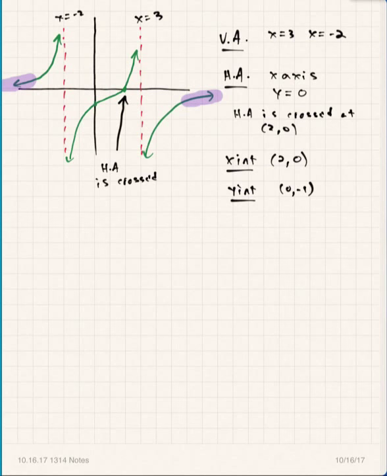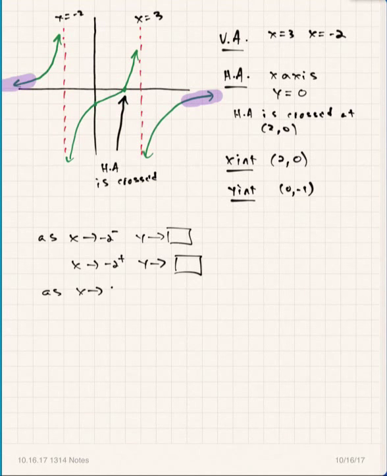All right, so now the behavior as you get close to those vertical asymptotes. There's 2 vertical asymptotes here. So I'd ask you 4 questions. As x approaches -2 from the left, what does y do? As x approaches -2 from the right, what does y do? As x approaches 3 from the left, what does y do? And then as x approaches 3 from the right, what does y do? All those questions pertain to the vertical asymptotes.